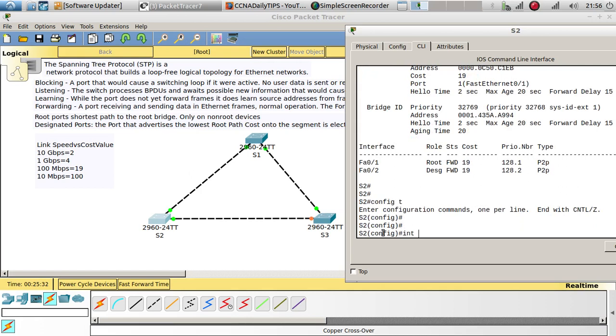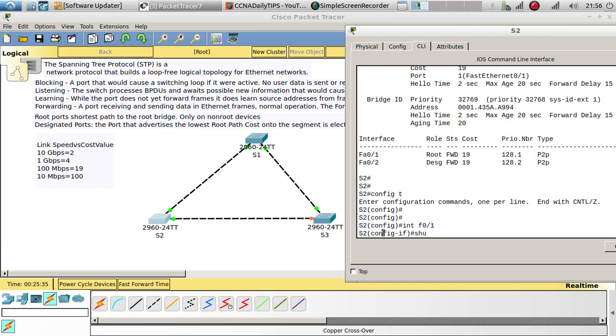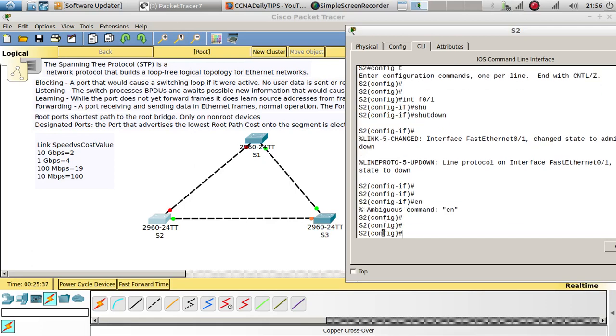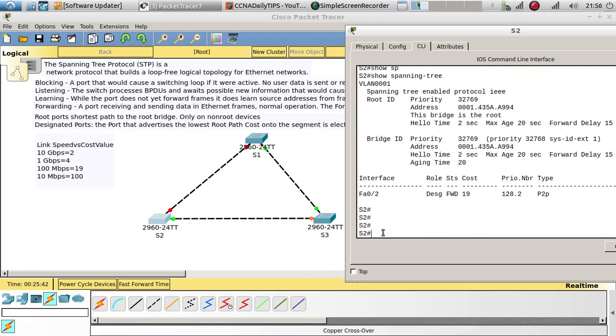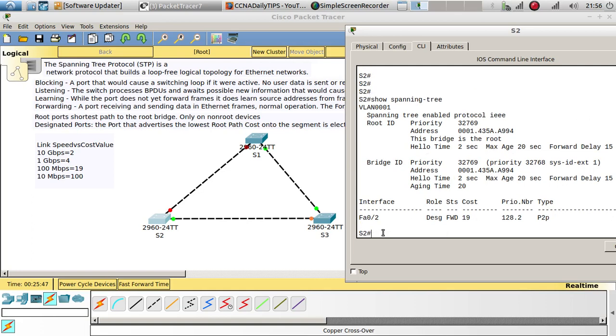Config T, into FastEthernet 0/1. Let's just shut it down, and let's do show spanning tree. Let's see what's happening right now. Spanning tree is running right now, and what it's doing is trying to find another way to get to this root bridge over here, since this one went down, right?